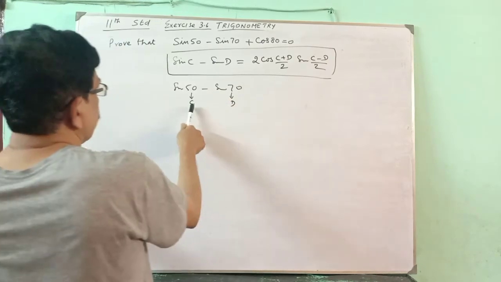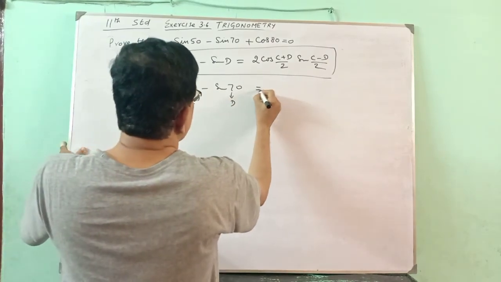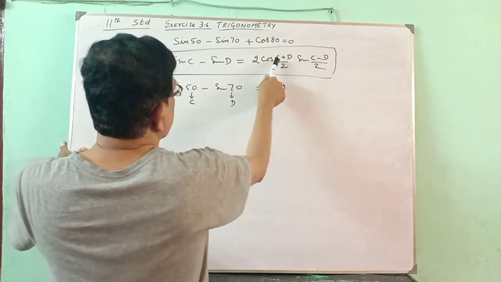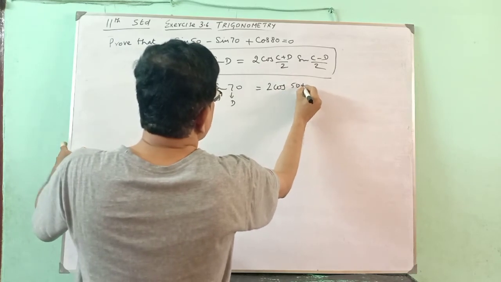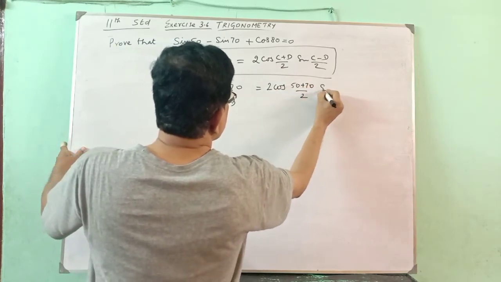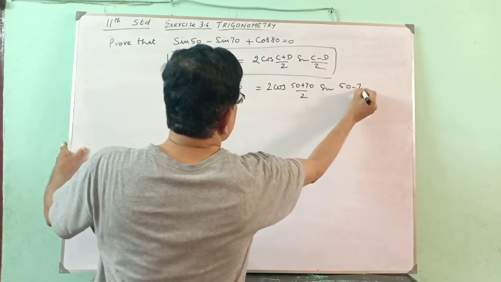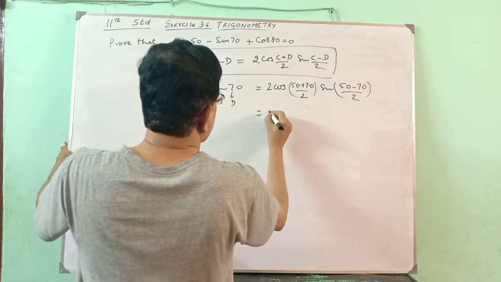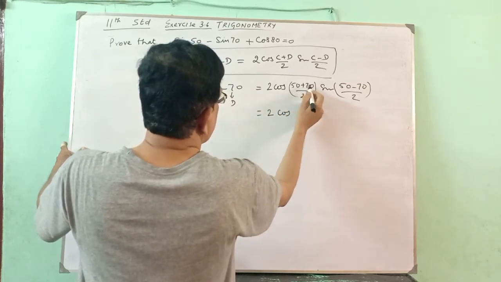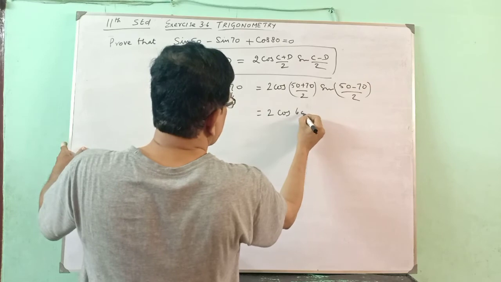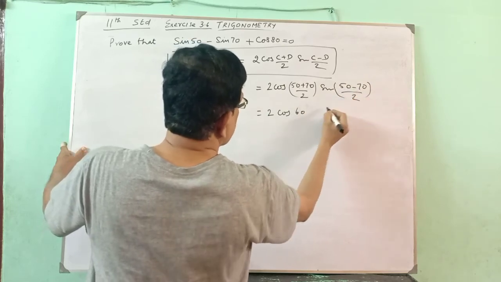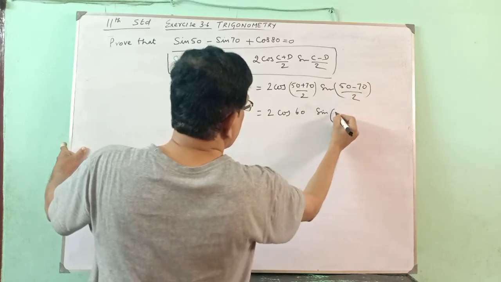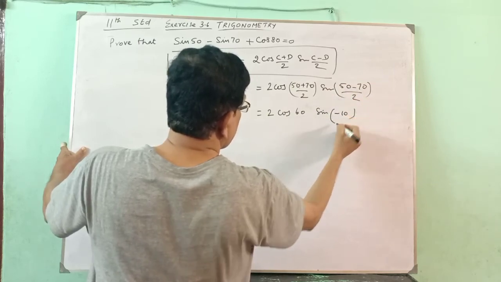Sin c minus sin d is equal to 2 cos (50+70)/2 sin (50−70)/2. 50 plus 70 is 120, by 2 is 60, so cos 60. 50 minus 70 is minus 20, by 2 is minus 10, so sin of minus 10.